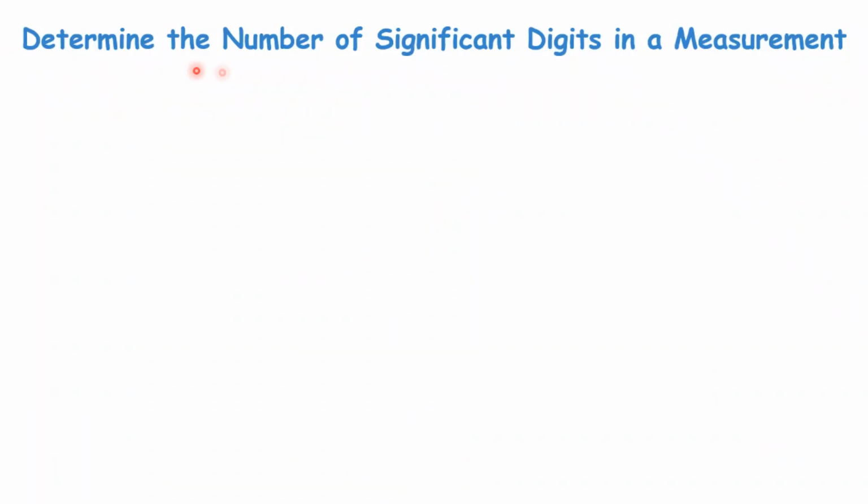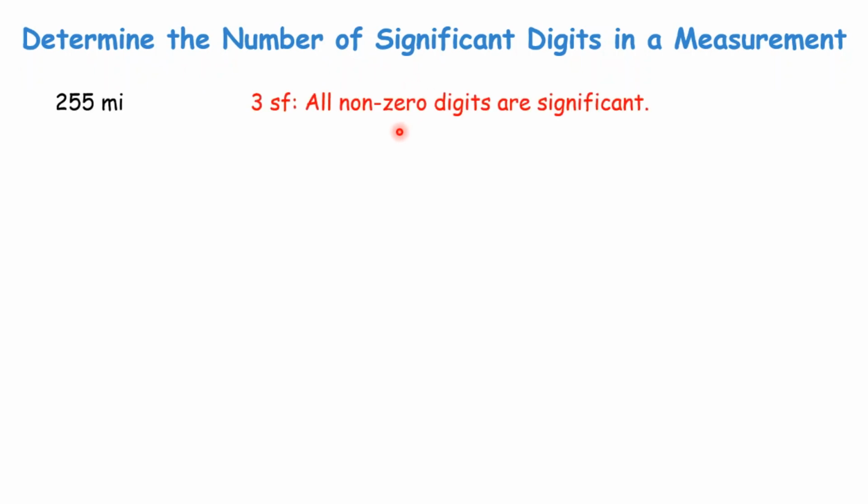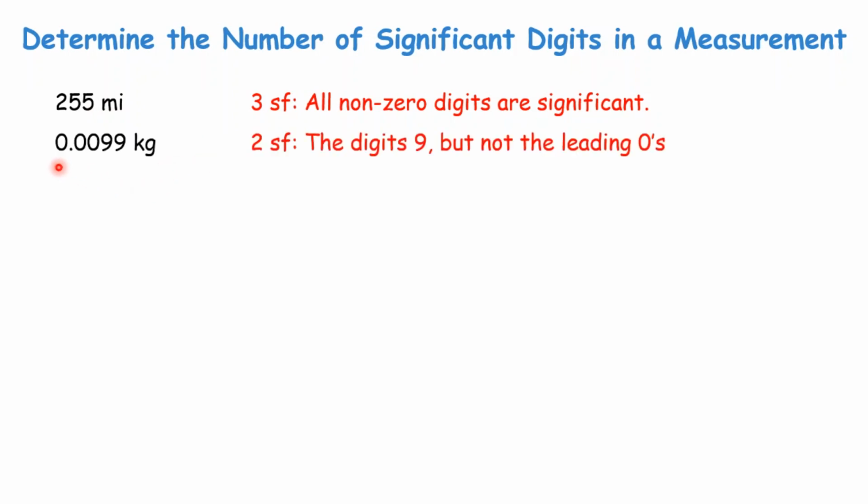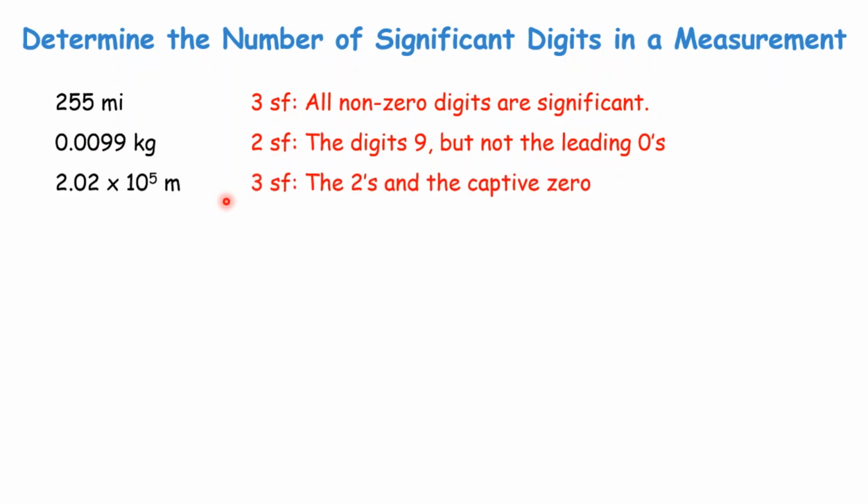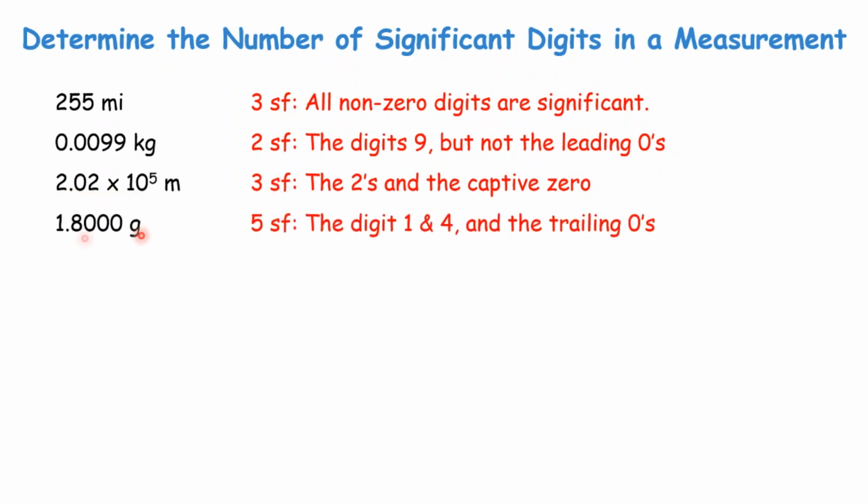Let's work on a few examples. Determine the number of significant digits in a measurement. 255 miles, they are all non-zero digits, so therefore 3 sig figs. 0.0099, 3 leading zeros, non-significant, so therefore only 2 sig figs. 2.02, that's a captive zero, should be counted, so therefore that's 3 sig figs.